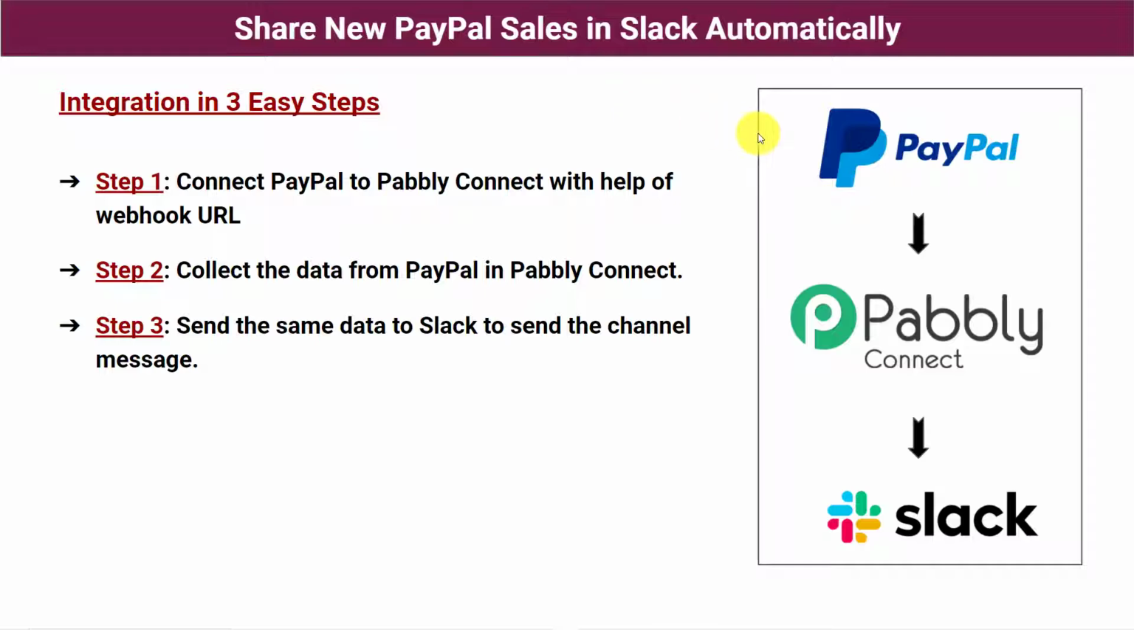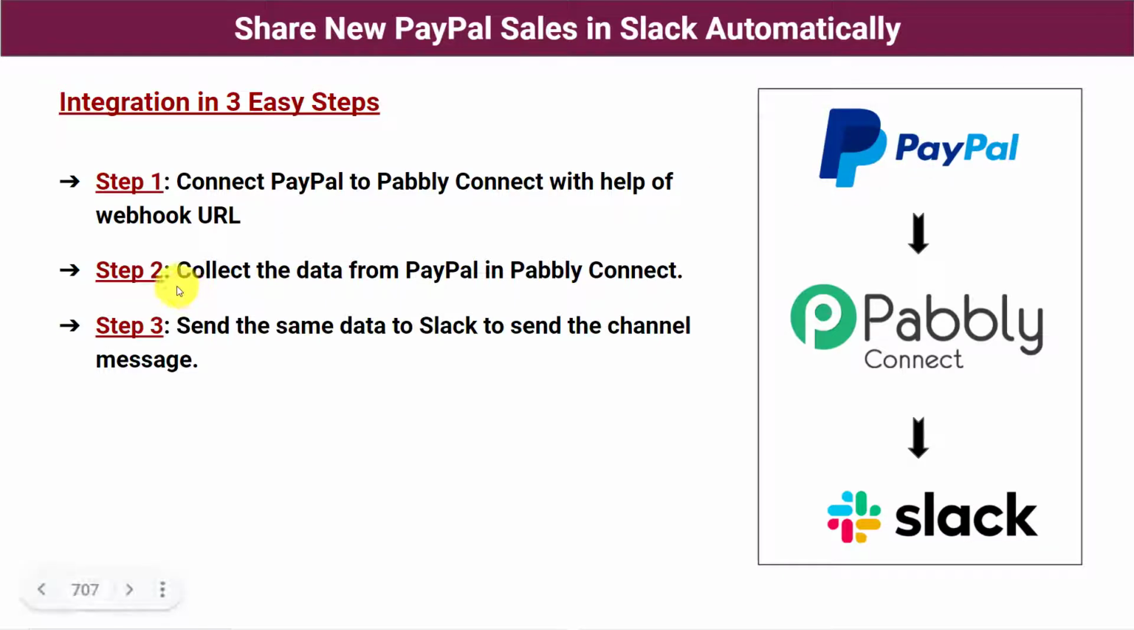Okay, so basically these are the steps that one has to follow to send the data from PayPal to Slack. The process can be done in just 3 easy steps. The first step is to connect PayPal to Pabbly Connect with the help of the webhook URL. Simply put, you are first going to log into Pabbly Connect and then integrate PayPal and Pabbly Connect with the help of the webhook URL. After logging in, you just have to copy the webhook URL from Pabbly Connect and paste it into PayPal.